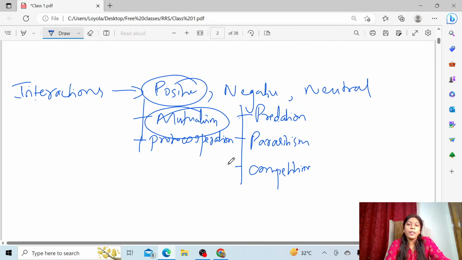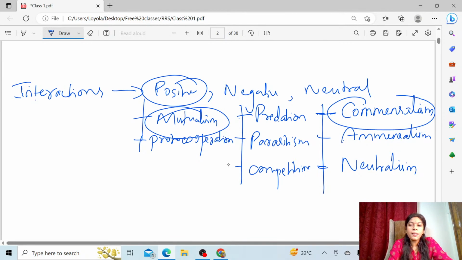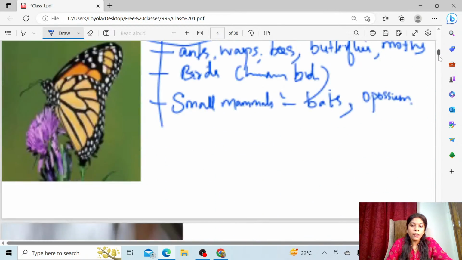Then come to neutral interaction. In this, one topic is very important, which we will be elaborately seeing, that is commensalism. Commensalism. Okay, then there is another called amensalism. Okay, and the last one is yes, neutralism. Okay, this way we will be seeing three topics. Then come to commensalism. This is another important topic from where frequently questions are coming in this section.